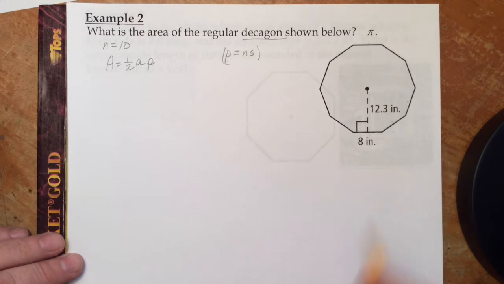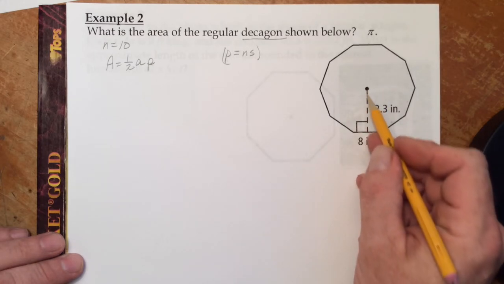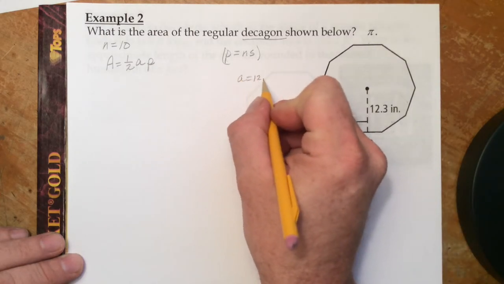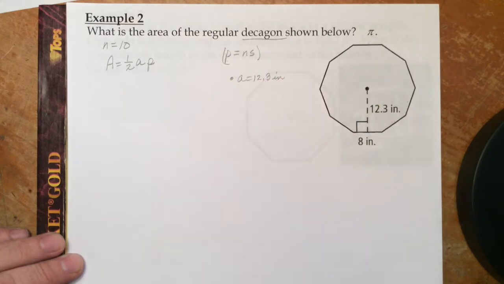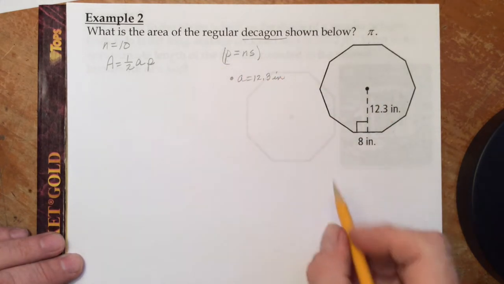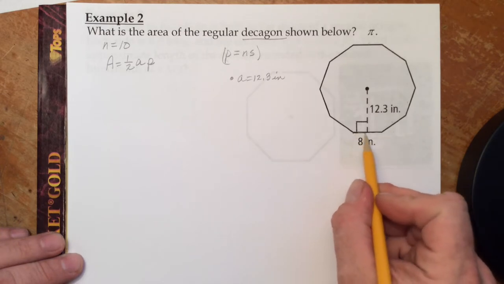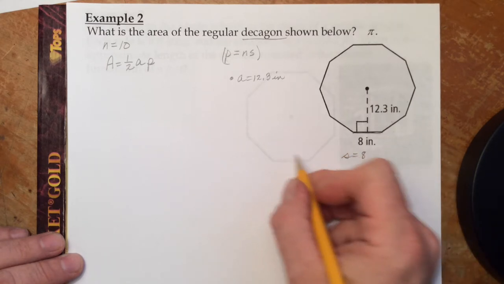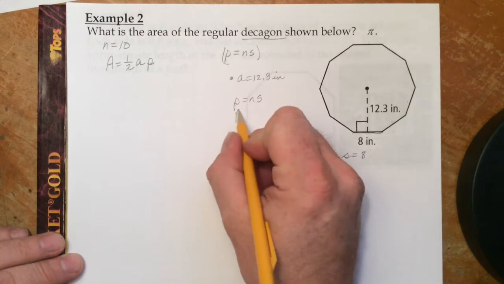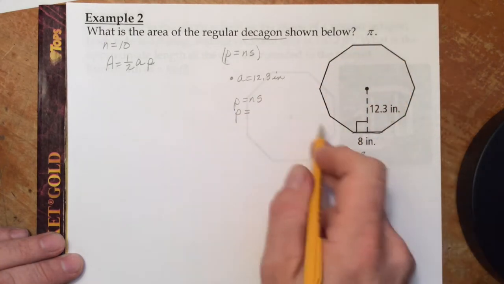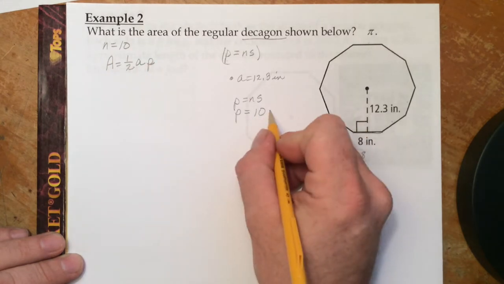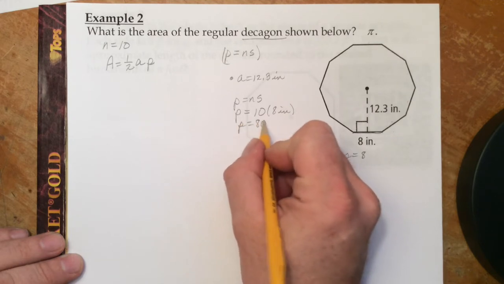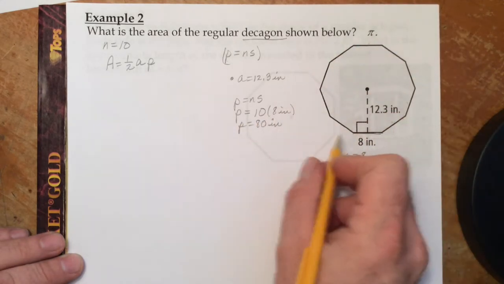Well, we need the apothem. The apothem's given to us, or one of them is, right here, which is 12.3 inches. So the apothem is 12.3. We also need the perimeter. The perimeter can be found by taking the length of one side, which is 8 inches, so s is 8. And using P equals ns, perimeter is the number of sides, which is 10, times 8 inches. And that, of course, gives us 80 inches. So it's 80 inches all the way around this regular polygon.